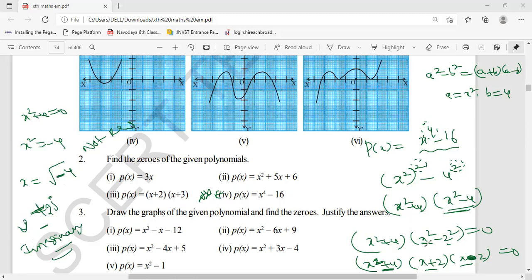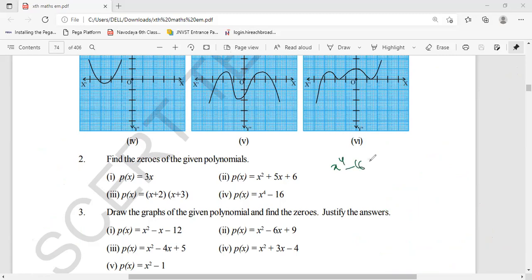So here 2 roots, and x plus 2 is equal to 0 means 1 root, and this is also 1 root. Total 4 roots. So x power 4 minus 16 means we have plus or minus 2j and 2 and minus 2.